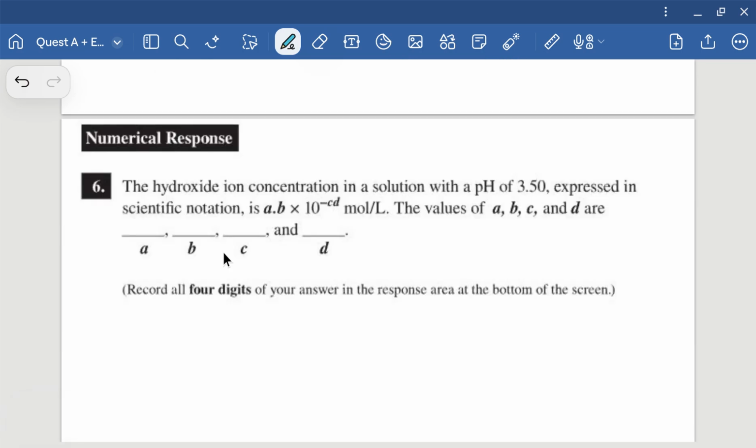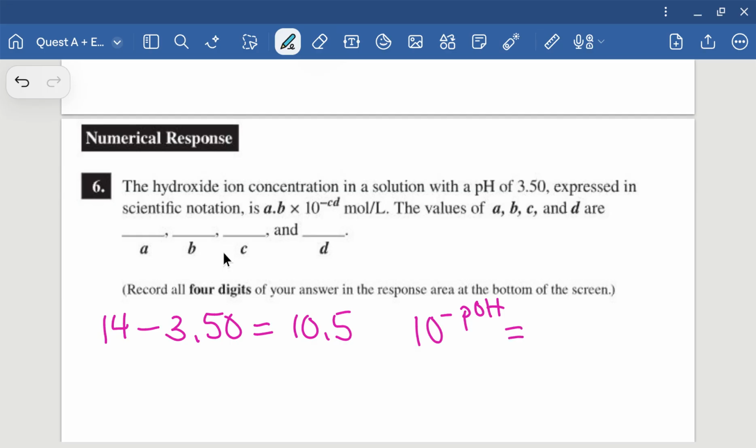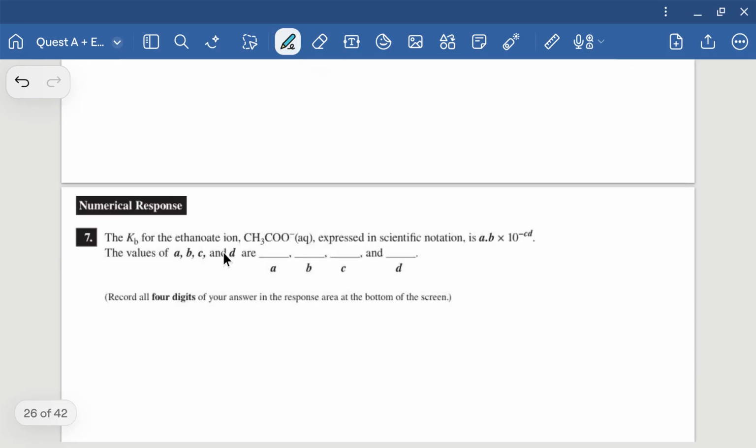This next one, we have the hydroxide concentration. We have the solution of a pH of 3.50, and we want to figure out the hydroxide concentration. So this is actually more Chemistry 20. We just want to turn your pH into pOH, which is 10.5. And then we can go 10 to the negative pOH to get the concentration. So 10 to the negative 10.5, and you get 3.2 times 10 to the negative 11. So filling this in was just 3, 2, 1, 1. So didn't have to overthink that one.